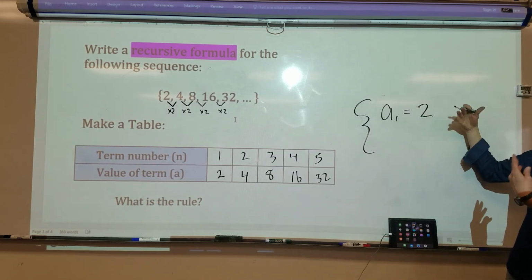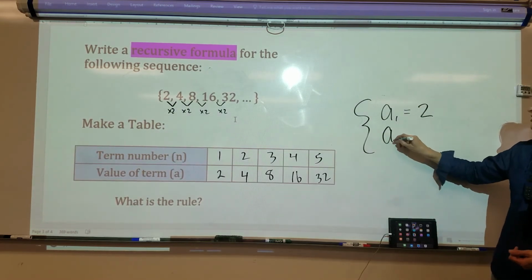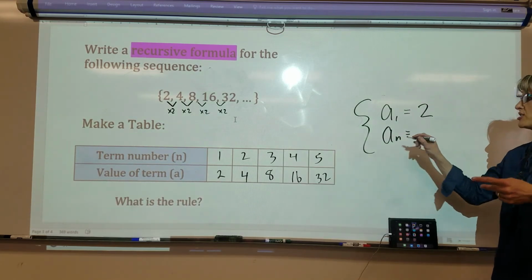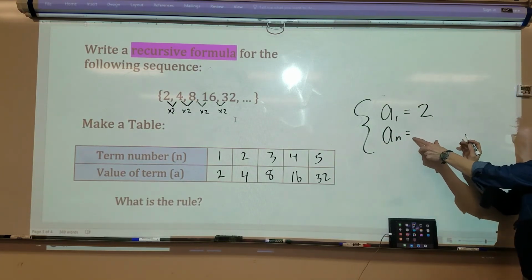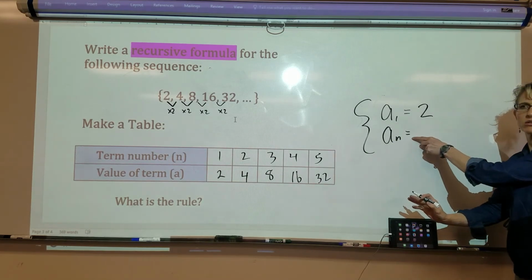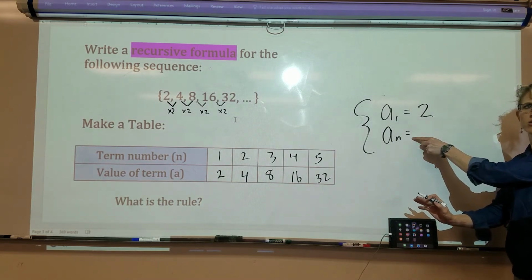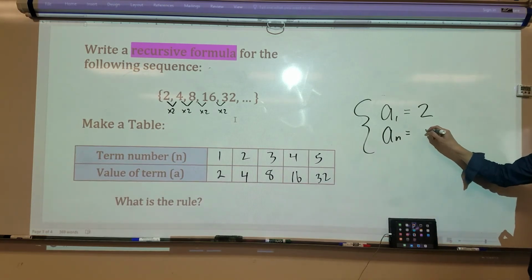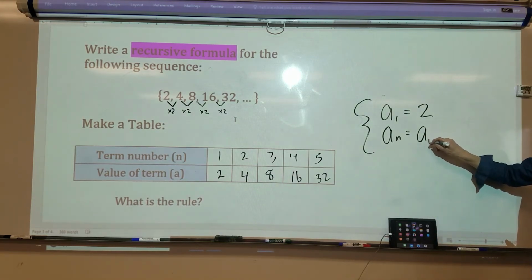That's like my starting bacteria number. Then to find the value of any term, Addison said you times it by 2. What am I timesing by 2? What do I write here to say that? Jasmine? A and then like a small n minus 1. Very good. A small n minus 1.